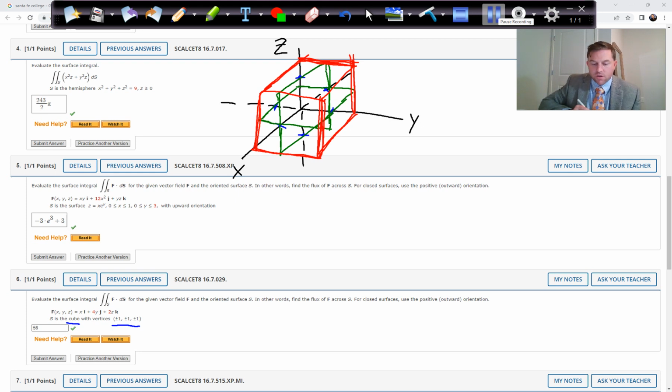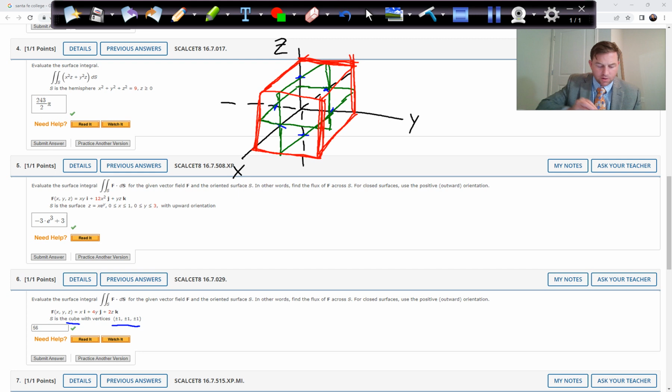mess. It's hard to draw. So this is the cube formed by having the vertices at +1, -1 in the x, +1, -1 in the y, +1, -1 in the z. So it's like centered right on the three-dimensional axis of all these octants in 3 dimensions.